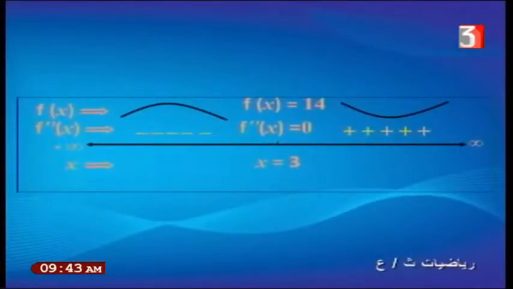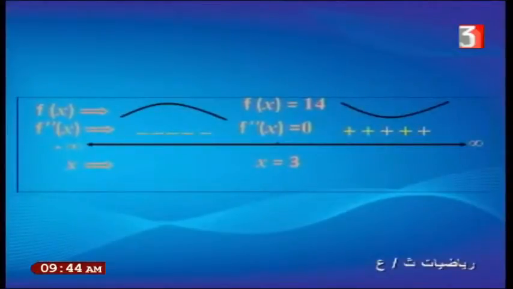Now we have point of inflection. At x equal 3, the curve changes from convex upwards to convex downwards. Then we have a point of inflection.